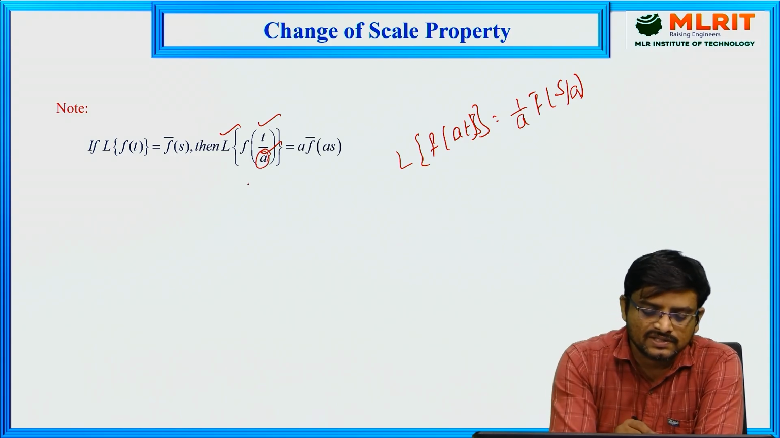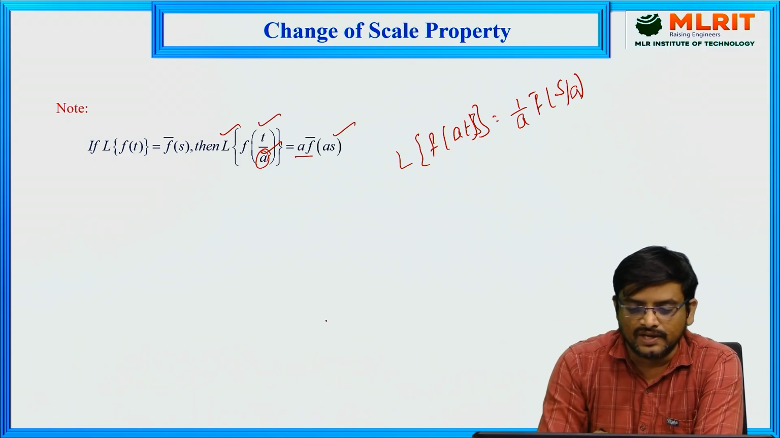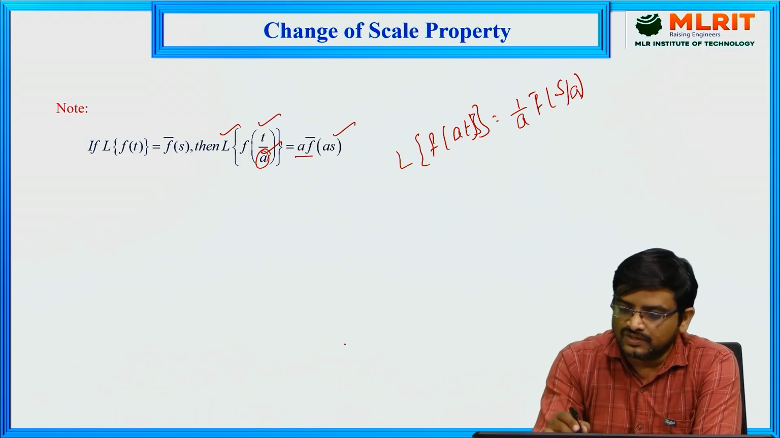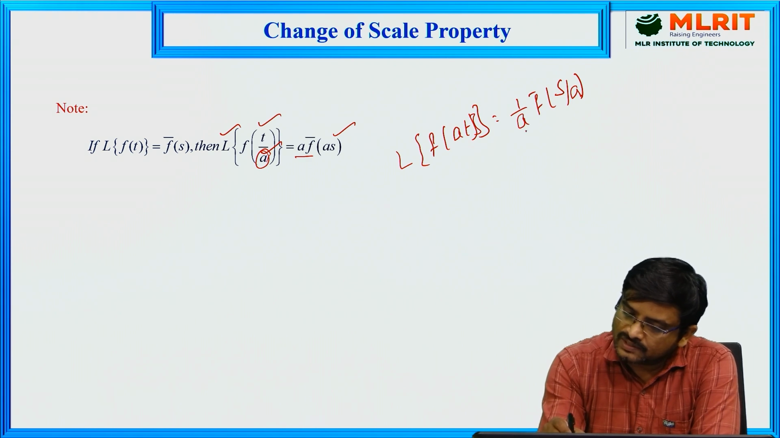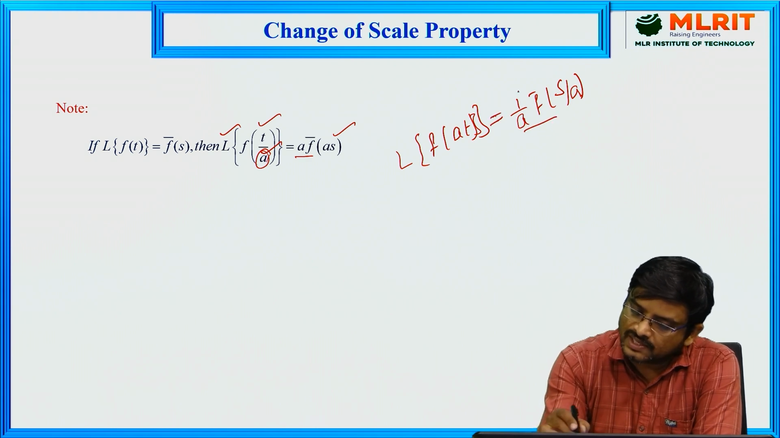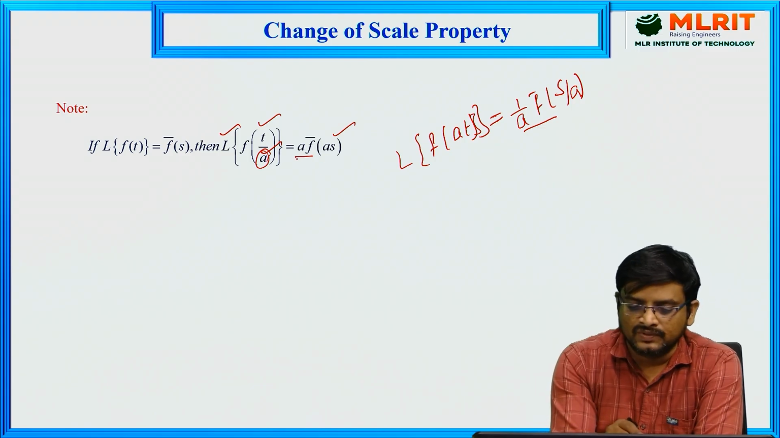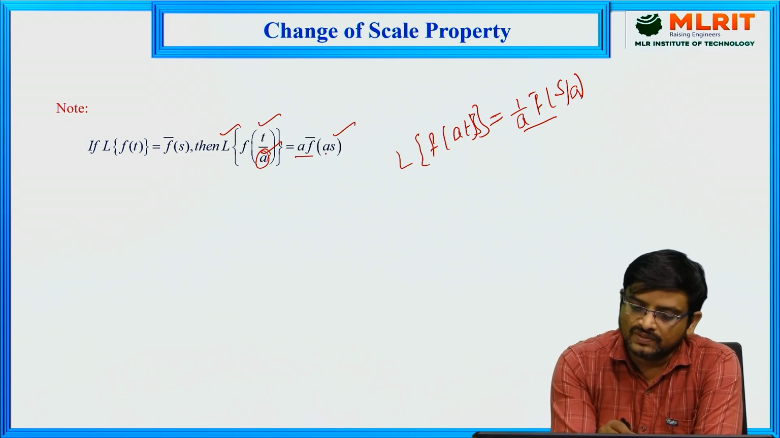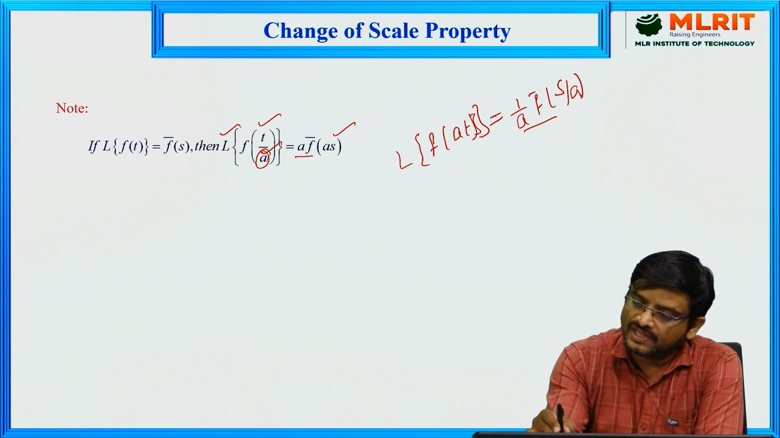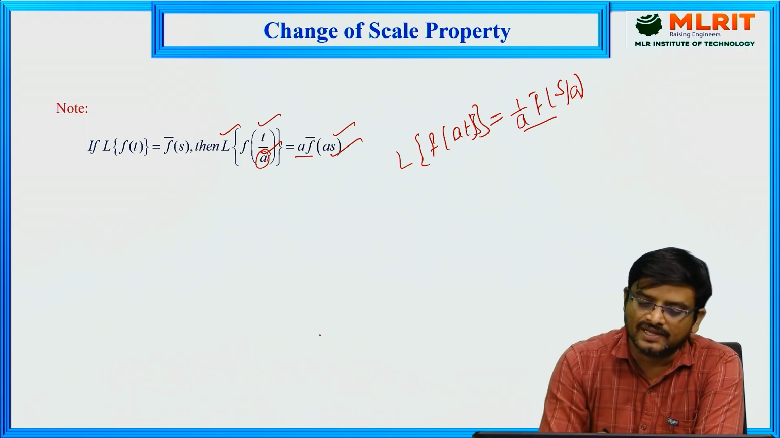Here on the LHS we have the denominator a, so you multiply by a here: a into f bar of as. So instead of writing 1 by a in the denominator as in the formula we took previously, just multiply by a here, a into f bar of as. Instead of s by a, here we take as.